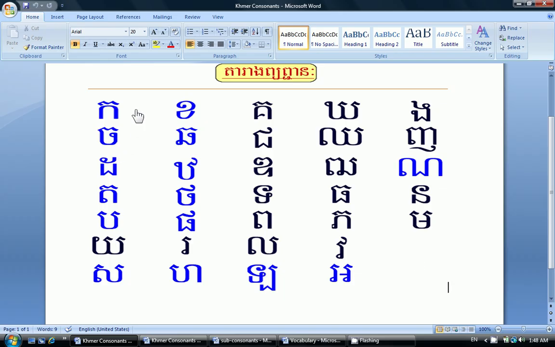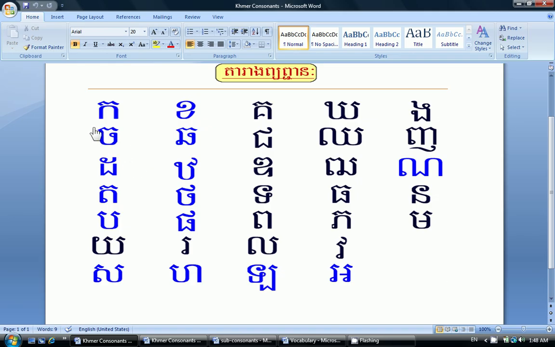The first series consonants have an a sound, and the second series consonants have an o sound. Furthermore, when 2 consonants are pronounced together consecutively, the second consonant is written in a subscript form below the first consonant. Let's practice saying these consonants together.